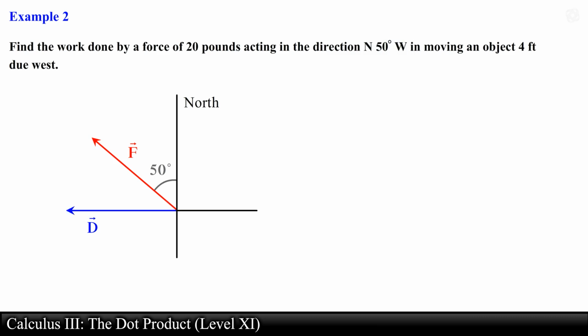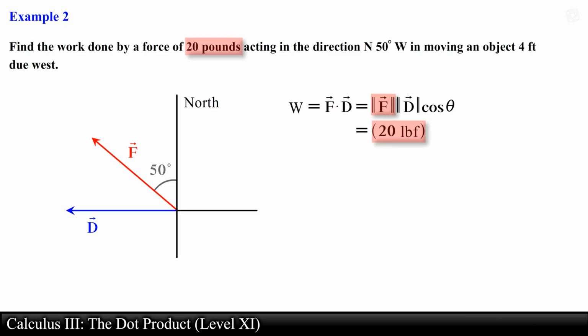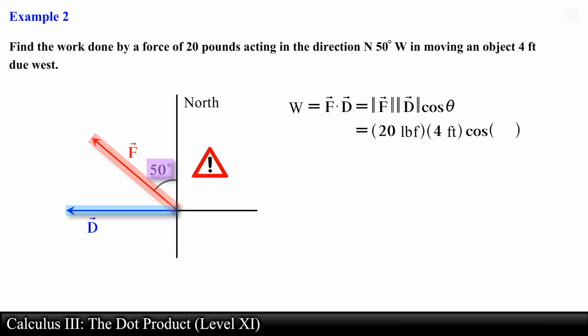With this information, let's go ahead and use the definition of work and use the geometric definition of the dot product. The magnitude of the force is equal to 20 pounds, and the magnitude of the displacement is equal to 4 feet. Now, the angle in this example is not 50 degrees. Remember, the angle we need to be using is the angle between the force vector and the displacement vector. In this case, 40 degrees, and not 50 degrees.